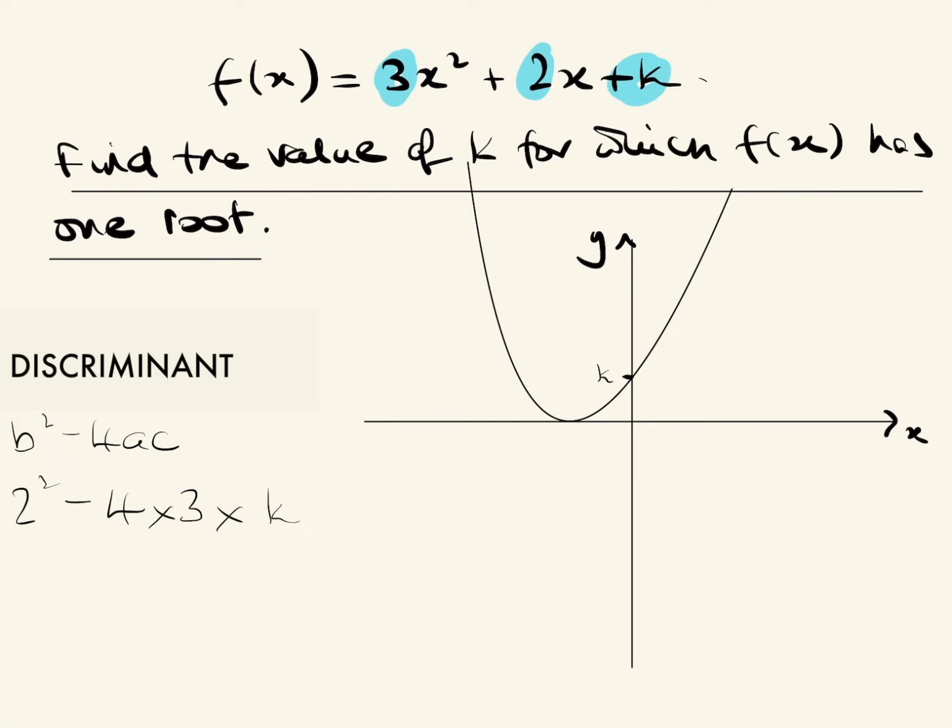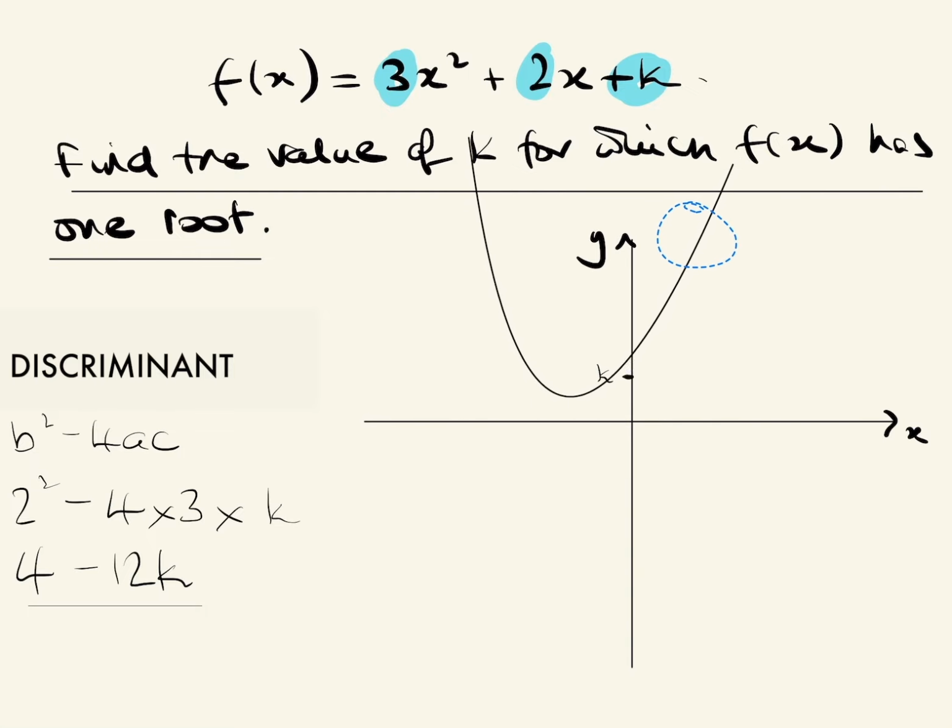So that is the discriminant. We can tidy that up. 2 squared is 4, and then I've got minus 4 times 3, that's going to be minus 12k, because we're multiplying by k. And so the discriminant comes down to this. Now then, if we're going to get one real root, and I have explained this in another video, so you could go back to that one if you wanted to, where the quadratic graph is sat on the x-axis, the discriminant will equal 0.